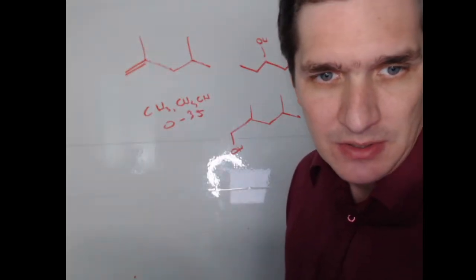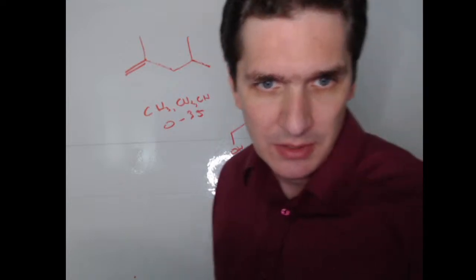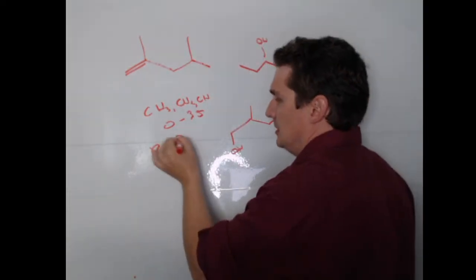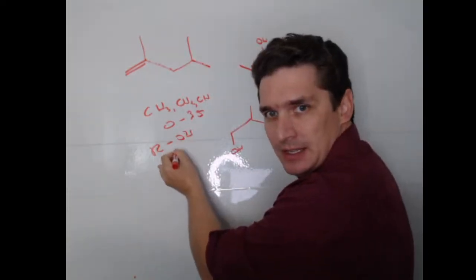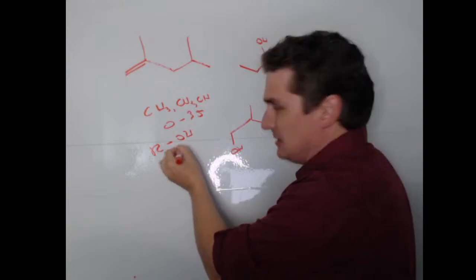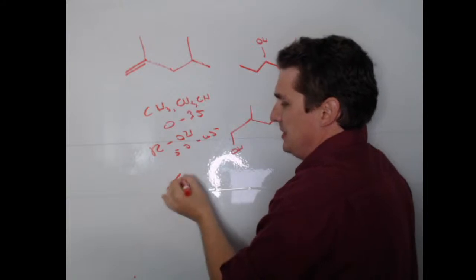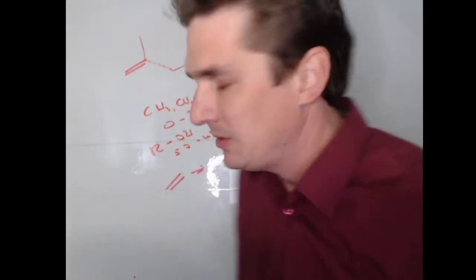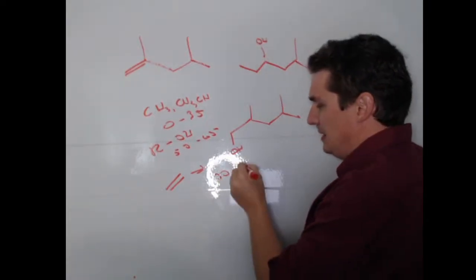Your alcohols, ROH, are going to sit in the 50 to 65 range. Your double bonds, R double bond R, 100 to 150.